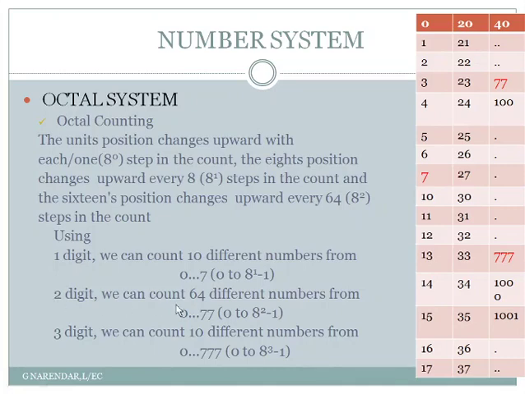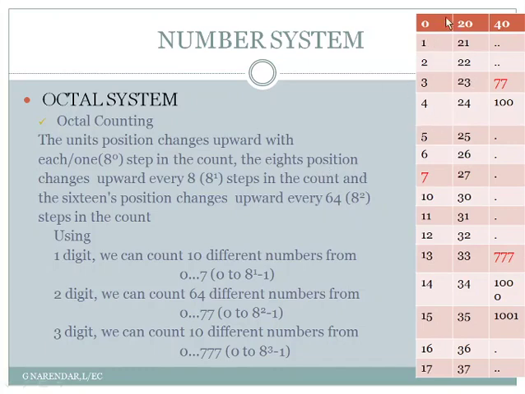We can count from 0 to 77, and with three digits we can count 512 different numbers, from 0 to 777. So this is how the octal number system works. So in this slide we have shown how to count by using octal numbers.